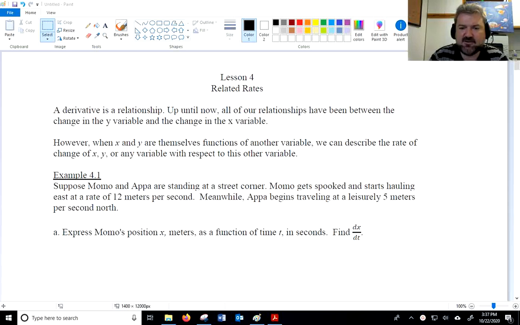Up until now, all of our relationships have been between the change in the variable y and the change in the variable x. However, when x and y are themselves functions of other variables, we can describe the rate of change of x, y, or any variable with respect to this other variable. This is going to be really useful to us when x and y are changing with respect to time. And those are the kind of problems that I want to look at first.